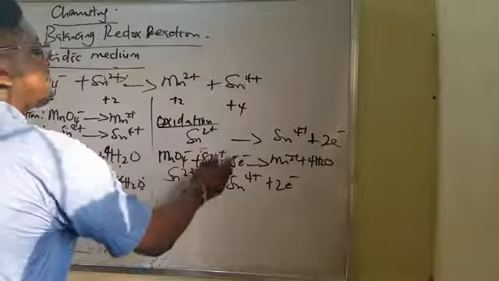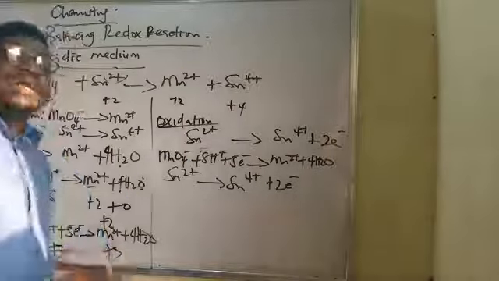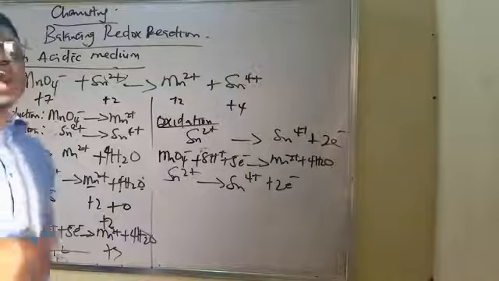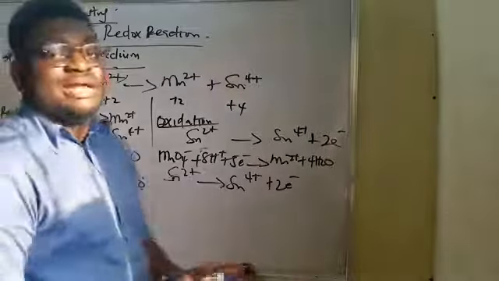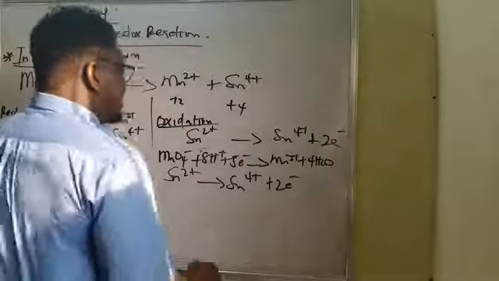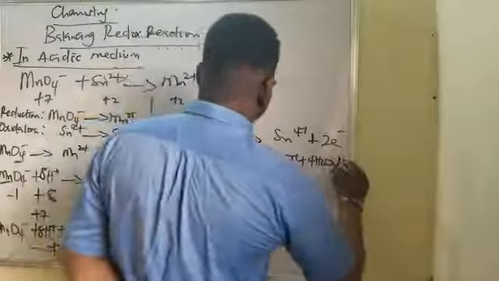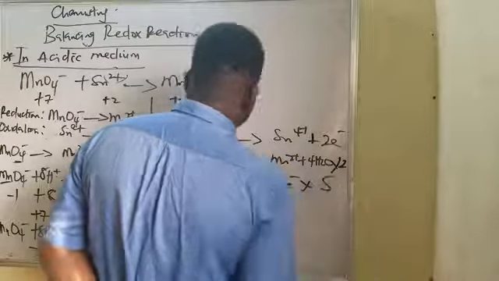Now I have 2 electrons here, I have 5 electrons here. I cannot cancel them out. What do I do? I use my elimination method in mathematics. So how do I do that? This I multiply by 2 and this I multiply by 5.